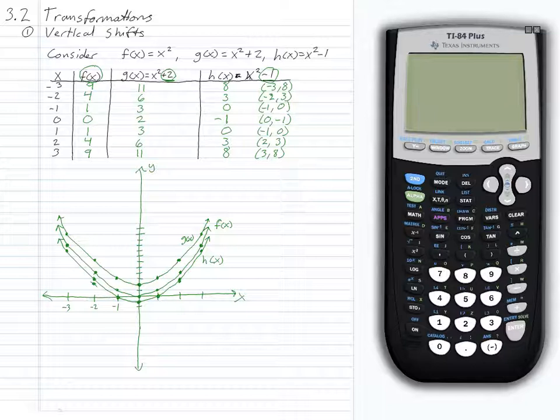Now in the next type of transformation, we're going to be changing what's happening inside of the function. So let's take a look at that.